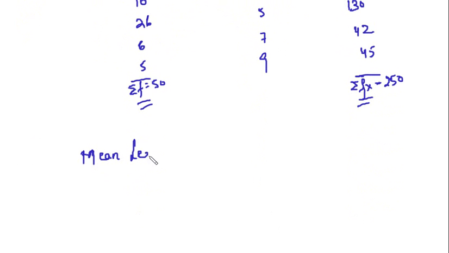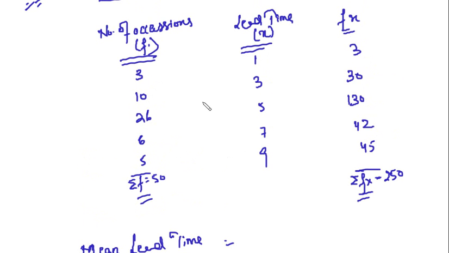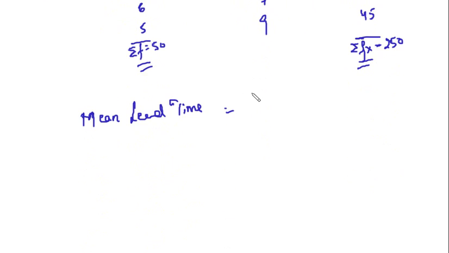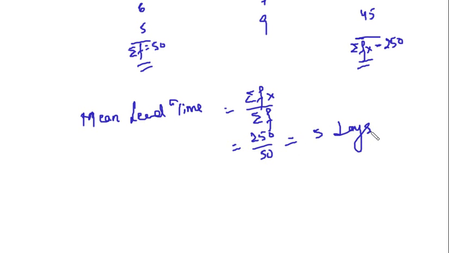Mean lead time. That is the total of their multiplication divided by the total of frequency, the total number of occasions, will get the mean lead time. So sigma fx divided by sigma f. 250 divided by 50, this comes to 5 days. So on an average, it took 5 days for the material to reach the factory.